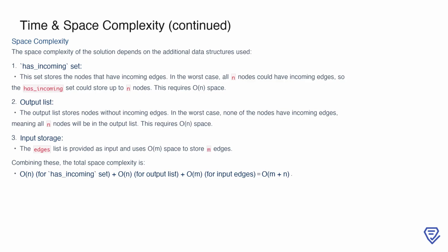Finally, the input edges list, which is provided as part of the problem, uses O(m) space to store the edges. When we combine these factors, the total space complexity becomes O(n) for the has_incoming set, O(n) for the output list, and O(m) for the edges, resulting in a total of O(m plus n).